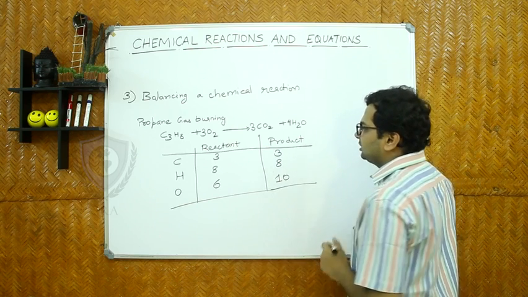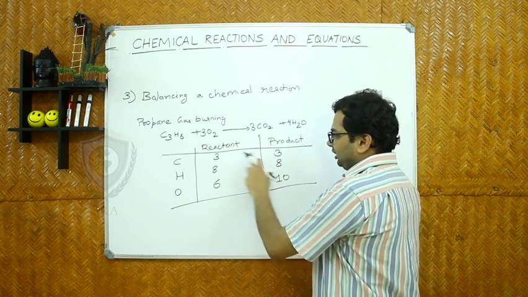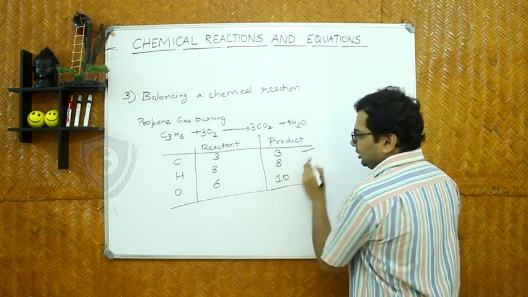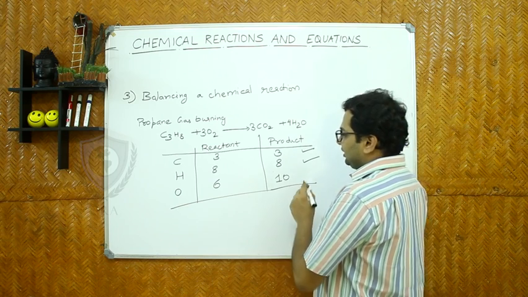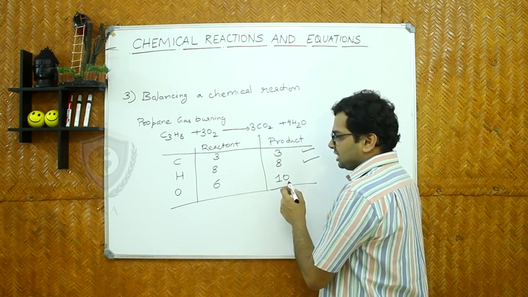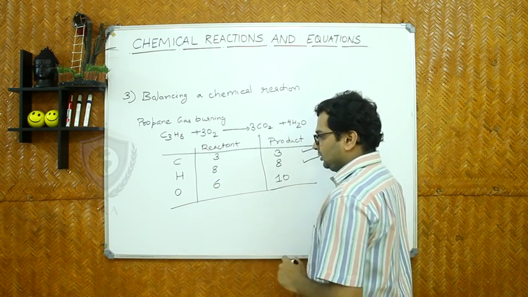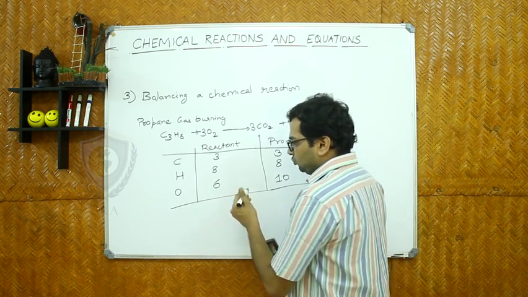So now let's look at this equation again. You have 3, this one is right. You have hydrogen 8 and 8, that's also fine. But what we see is the number of oxygen has become 10 here, but here 6, right? So what can we do?